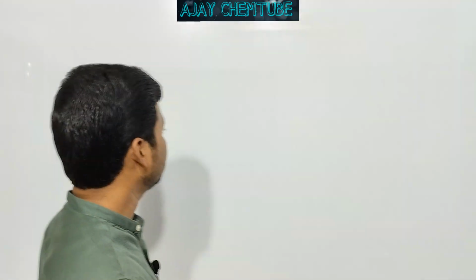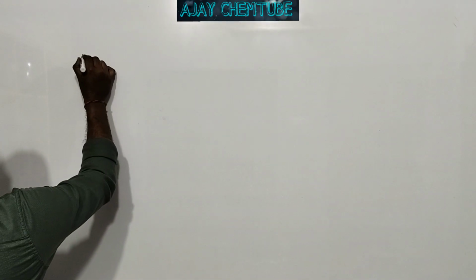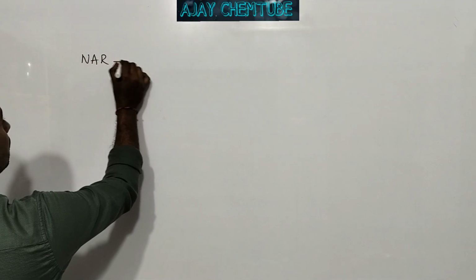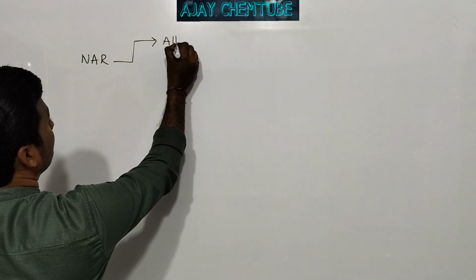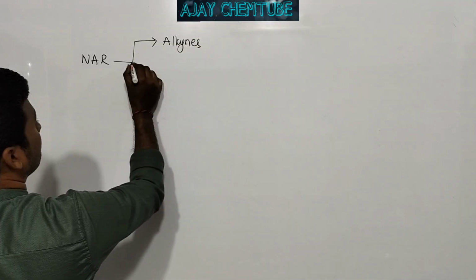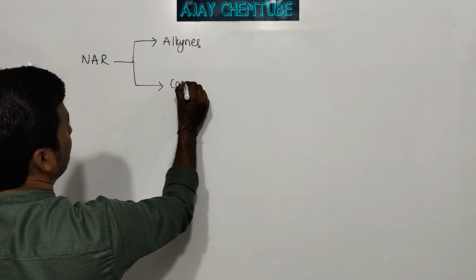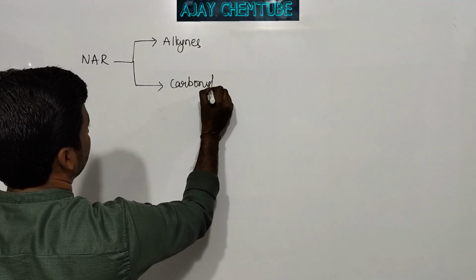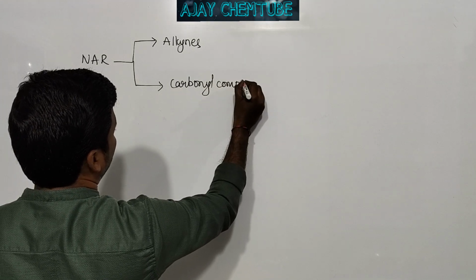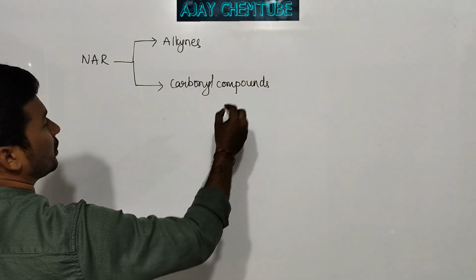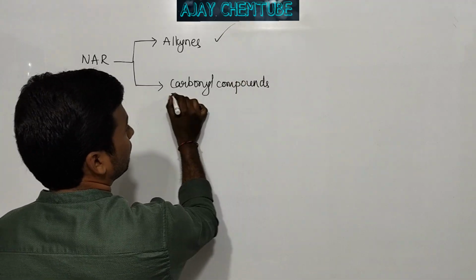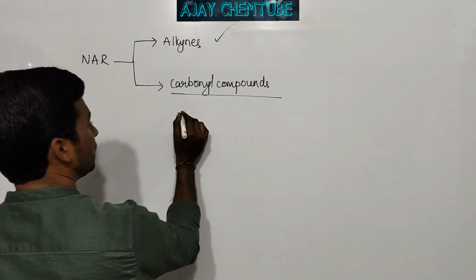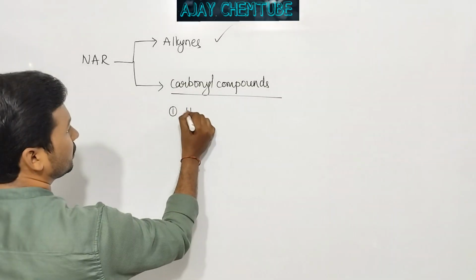Hello everyone, this video is a continuation of nucleophilic addition reaction examples. So this topic is nucleophilic addition reaction in alkynes and carbonyl compounds. In alkynes it is completed; in carbonyl compounds one example is already given, that is the reaction with HCN.